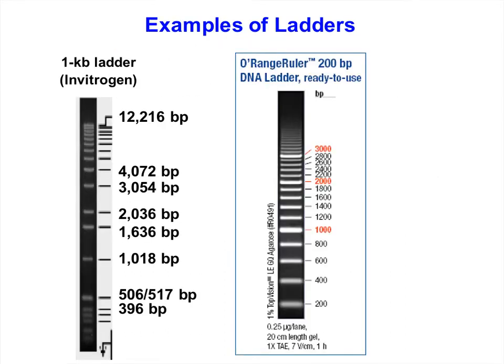Here are some examples of ladders or standards from different companies. But usually when you buy a ladder, like we said, it comes with a little map showing you the pattern of bands you would expect after you run it on a gel, and it also indicates the sizes of the different bands since we know what sizes they are. And there are many different types of ladders, and how they're different is what sized bands they have to use as a reference to estimate the sizes of your DNA bands.